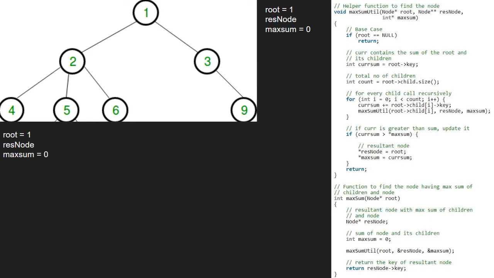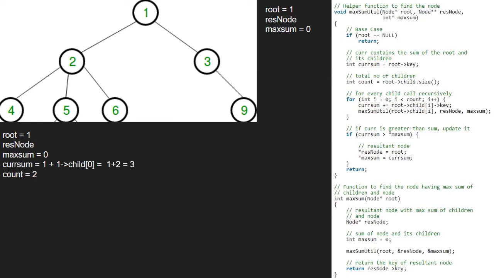Since root is not null, we take an integer cur sum which will point to root's key. So cur sum will be equal to 1. Now we take a count variable which will store the number of children of node 1. Since 1 has 2 children, count will be 2. Now we run a for loop from 0 to count and add root's children's key to cur sum. So first 2 will be added to sum.